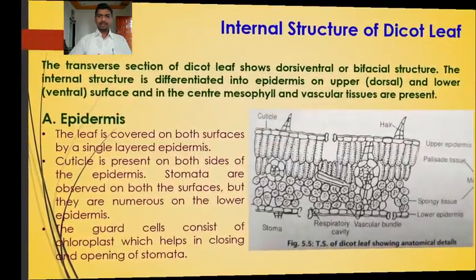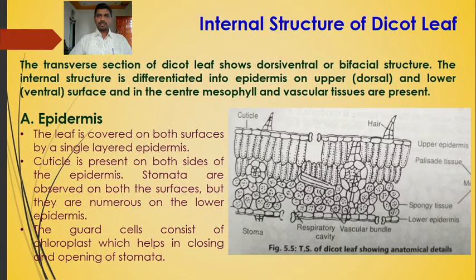Welcome back, dear students. Now in this lecture we are going to study the internal structure of dicot and monocot leaf. This is the last point from our botany paper second morphology and anatomy syllabus. We are dealing with the credit second anatomy. This is the last point from our syllabus, internal structure of dicot and monocot leaf.